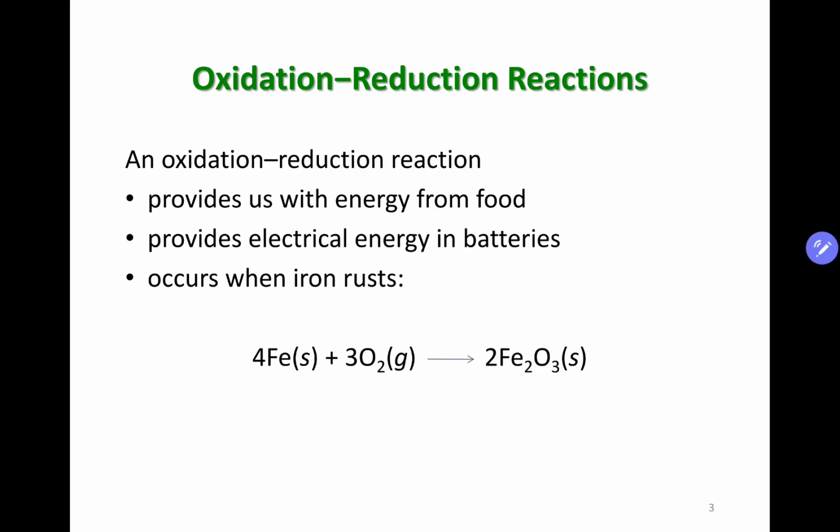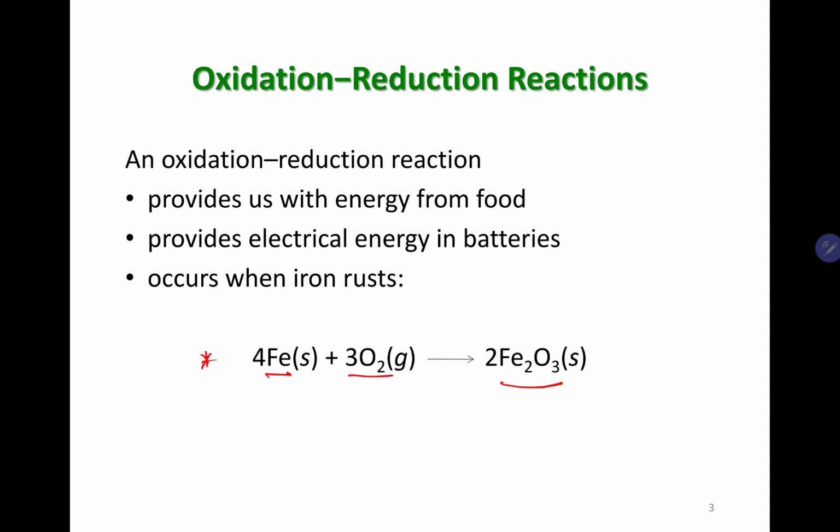And the chemical reaction that happens in this rust formation is given in this slide. So as you can see in here, iron is reacting with oxygen to form iron oxide. In this reaction, you actually can see both oxidation and reduction happening at the same time, and therefore we call these reactions oxidation reduction reactions.